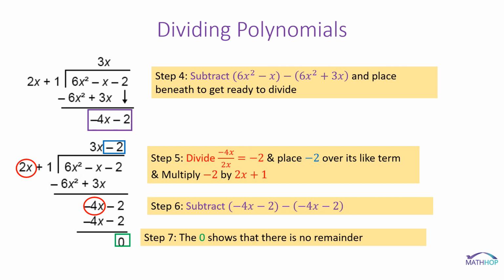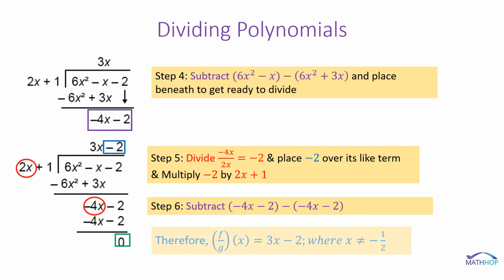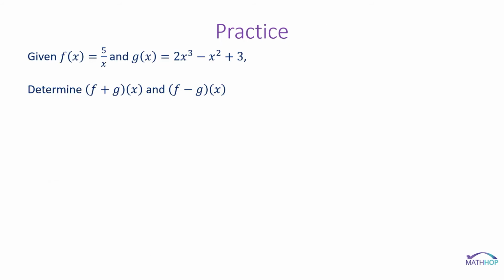Okay, so now let's put all together what we've done. F divided by g of x is 3x minus 2, where remember, x can't be negative 1/2. That was the limitation on g of x from last screen. So you have to keep that denominator limitation with you throughout. Let's do a few practice problems.